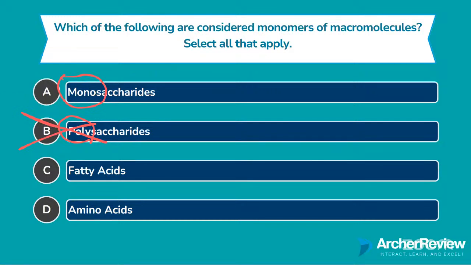Now, C is a correct answer. Remember, fatty acids were the monomers for lipids. So that is a correct answer, just like A is a correct answer. And then amino acids were the monomers for proteins. All right, so well done, folks. Let's take a look at our next one.